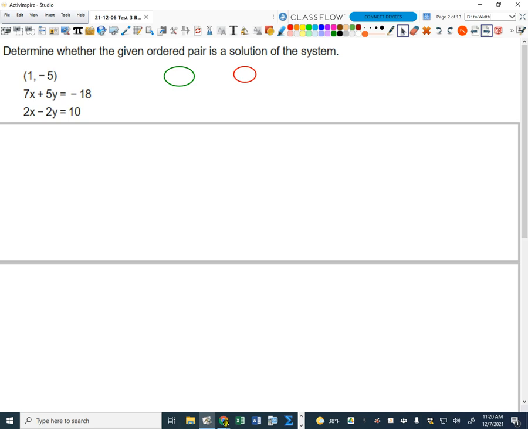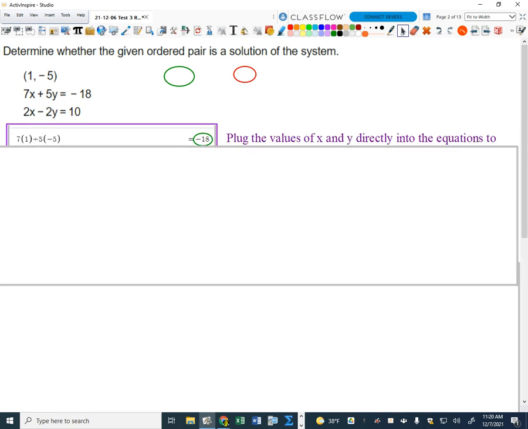Okay, plug them in. You have access to the Desmos Scientific for the entire test. You don't get the graphing until near the end, but you have the scientific calculator the whole time. So if you want to use that, you may. We could plug 1 in for x and -5 in for y in the first equation. And remember how we do that. When we're substituting, we plug the values in parentheses, right?